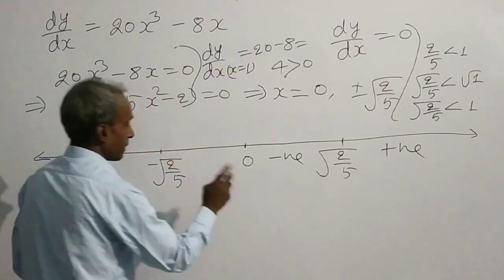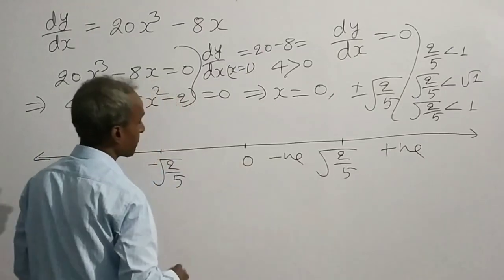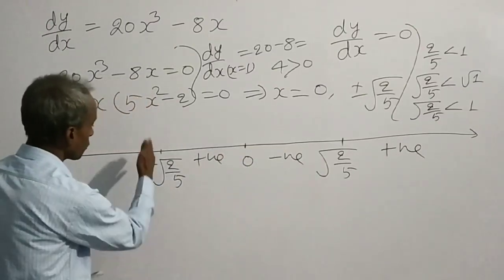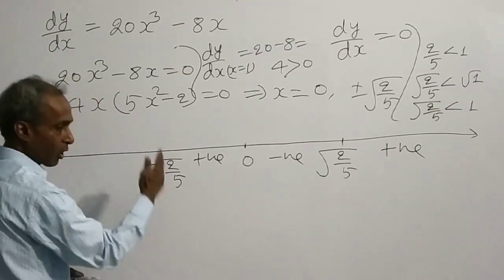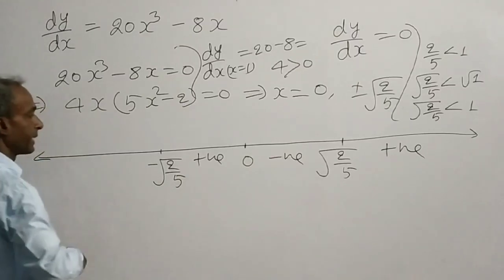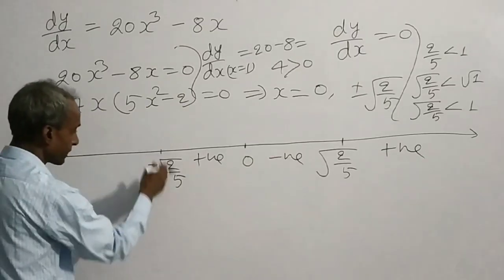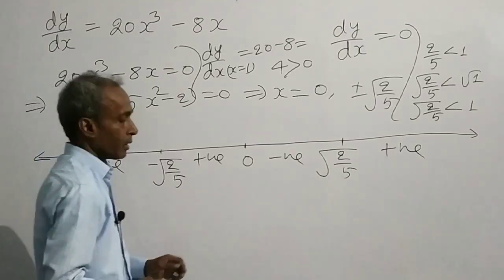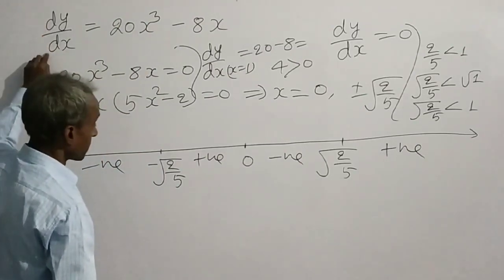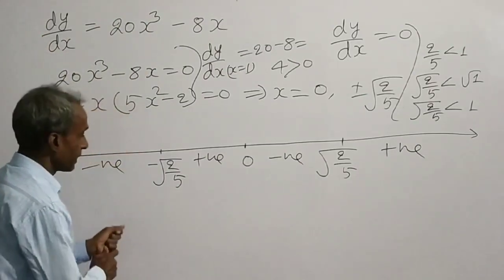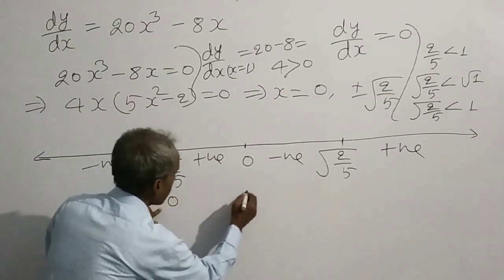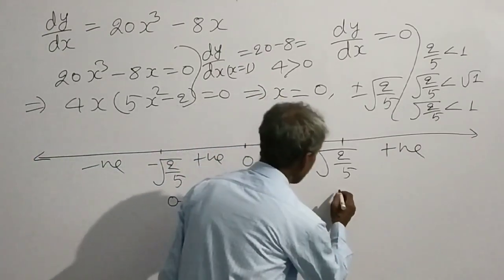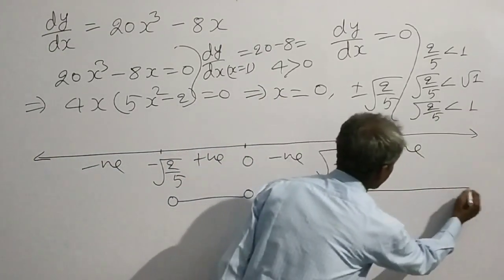Similarly, this 0 occurs an odd number of times, therefore the sign will change, positive. This root also occurs one time, that means an odd number of times, therefore the sign will change on the two sides of this root, negative. Now dy/dx is positive for any number lying in this interval, and it is also positive for any number greater than this number.